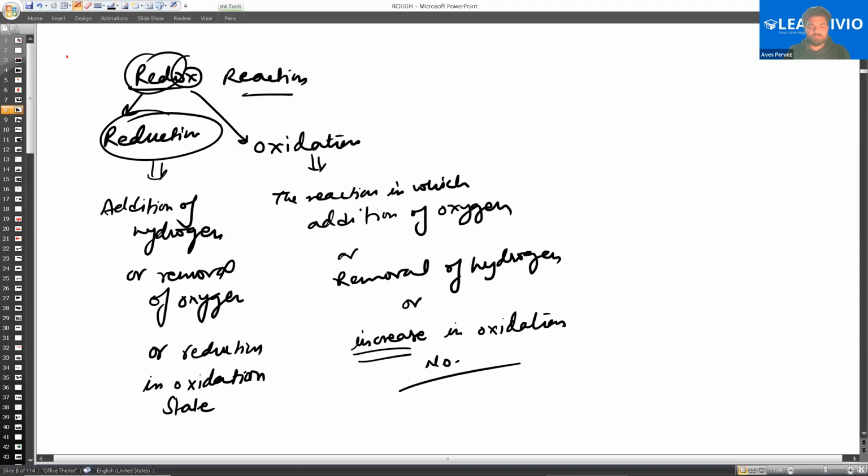So what do you mean by oxidation state? Increase in oxidation state, what does oxidation state itself mean? Yeah, I'm going to explain. Just a minute. Have you noted that one? Just a minute.